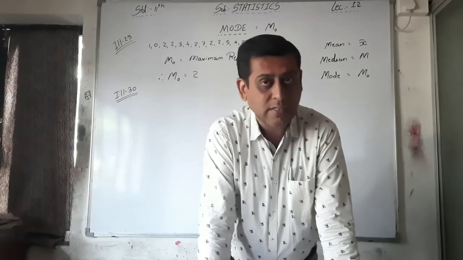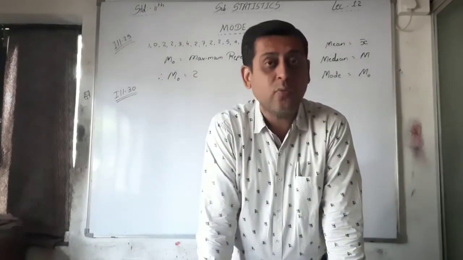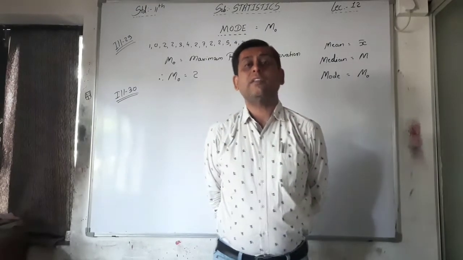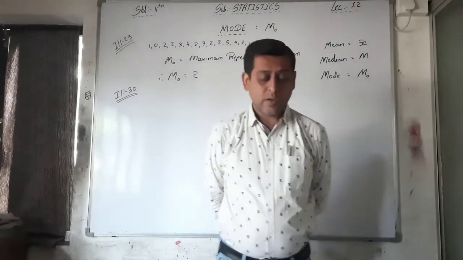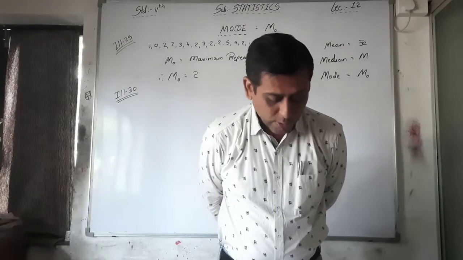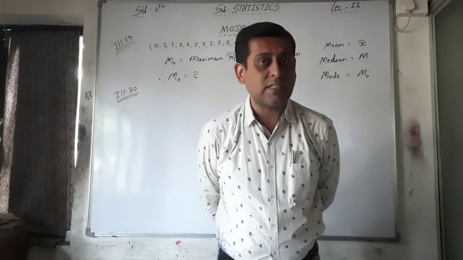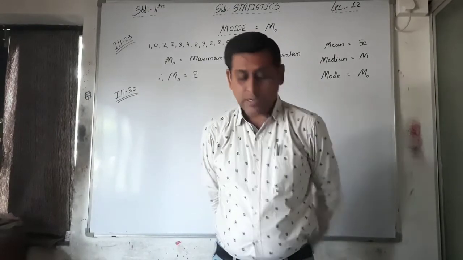Here the number of defects is 0, 1, 2, 3, 4, 5. The data is given. You can see that it is discrete group data, right? Here 0, 1, 2, 3, 4, 5 is your X, and the number of TV sets is your frequency.